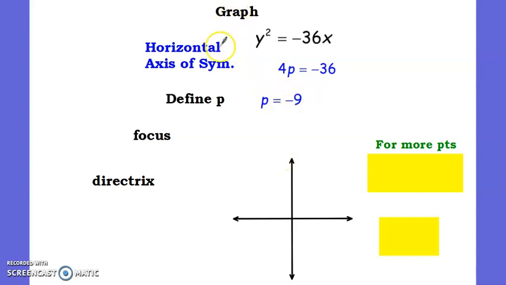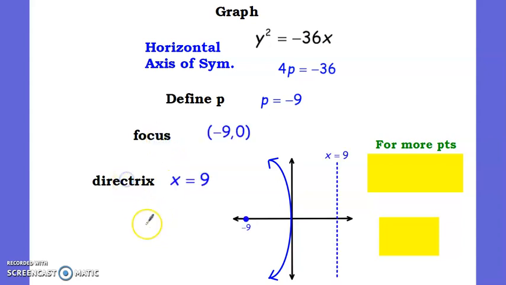Well, that means if I graph this, again, we said horizontal axis of symmetry, it's a negative p-value, so we're going to go horizontally and to the left to get to the focus. So our graph is going to look something like this. Our focus will be exactly 9 units left, our directrix will be 9 units to the right, and we'll have a decent looking graph in that form.